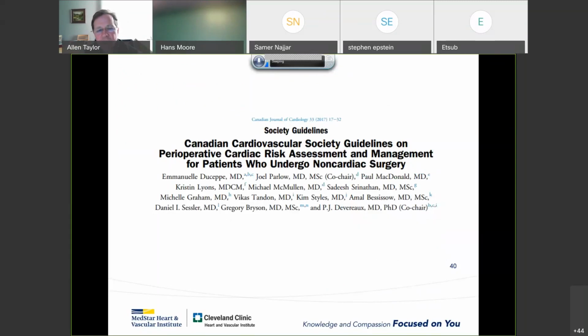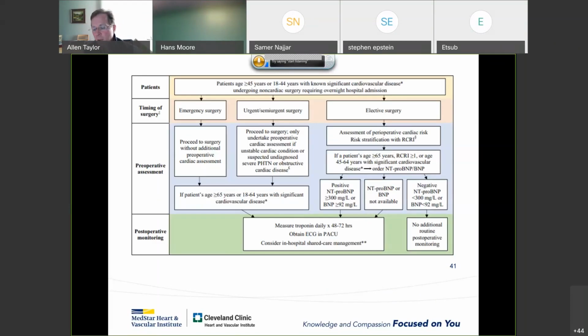in the 2017 Canadian Cardiovascular Society guidelines on cardiac risk management. And so these are guidelines which are now published 3 years after the latest ESC guidelines and after the latest AHA-ACC guidelines. They recommend the following approach: they take patients that are 45 years or older undergoing non-cardiac surgery. And if it's elective, and this is what you see to the far right, they get a pre-op assessment with an RCRI or NSQIP.